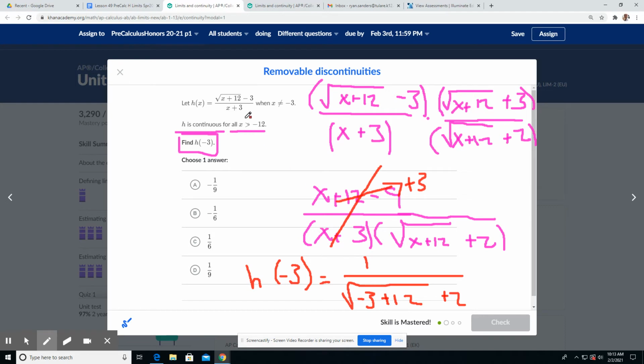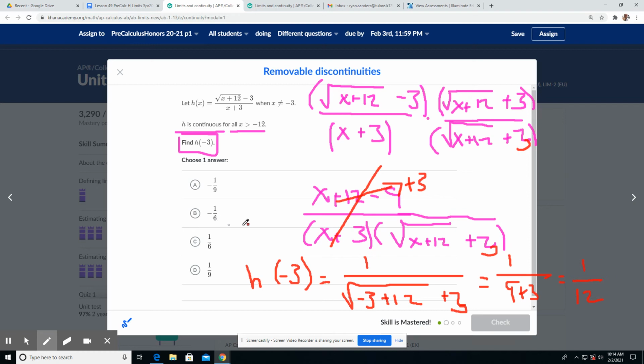Did I do something wrong? That should be a 3. Careful, it had to match, right? That should be a 3. Now it matches. Good. All right. So -3 plus 12 is 9. So we got 1 over the square root of 9 plus 3.